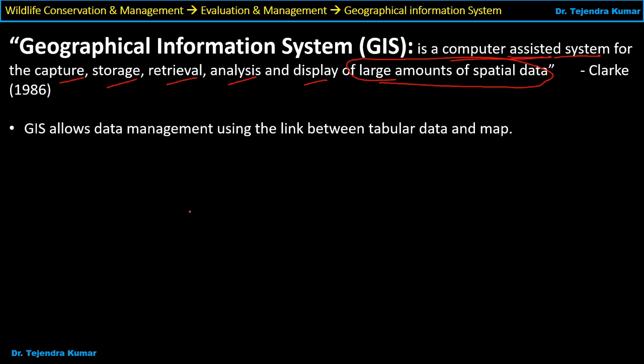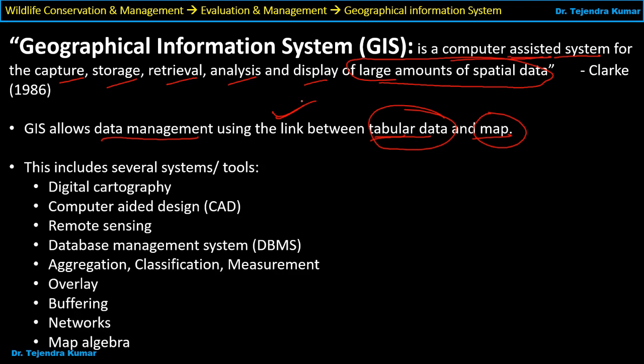So they are analyzing and making the images. GIS allows data management, using the link between the tabular data and map. So they are using the tabular data, making the map. So this is the actual link between all the data. So this includes several systems or tools. Digital cartography.